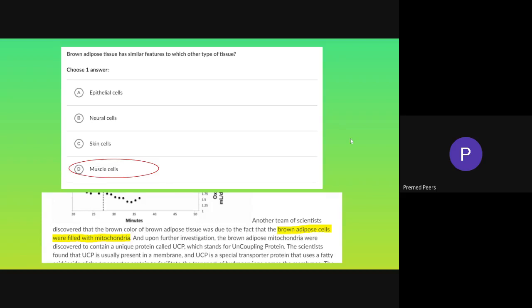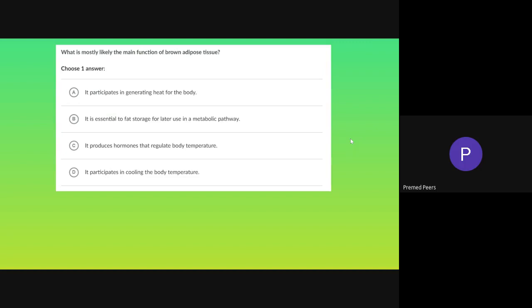If not, we can move on. Question 3, what is most likely the main function of brown adipose tissue? This question builds off of the previous one. You know that there's a lot of mitochondria within brown fat, so you have to go through the answer choices and figure out which one matches that function. In this situation, the answer is actually A.